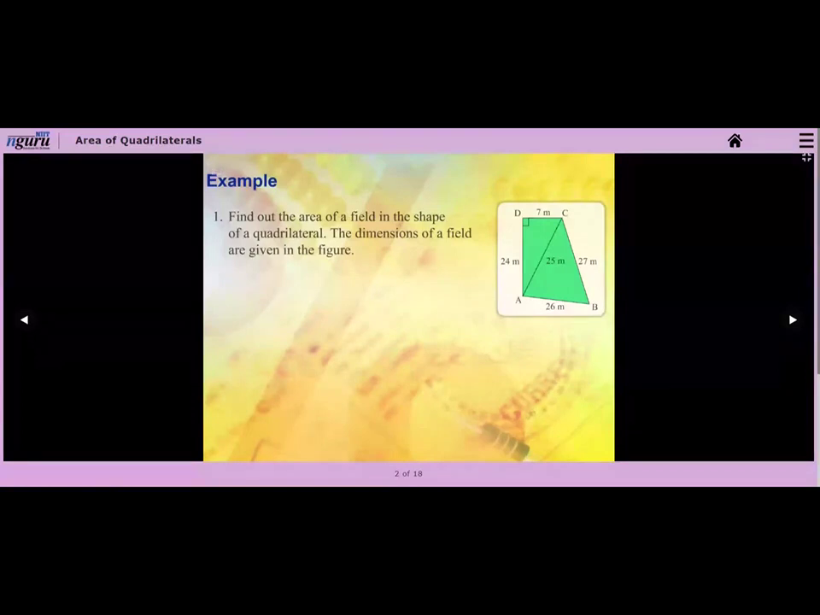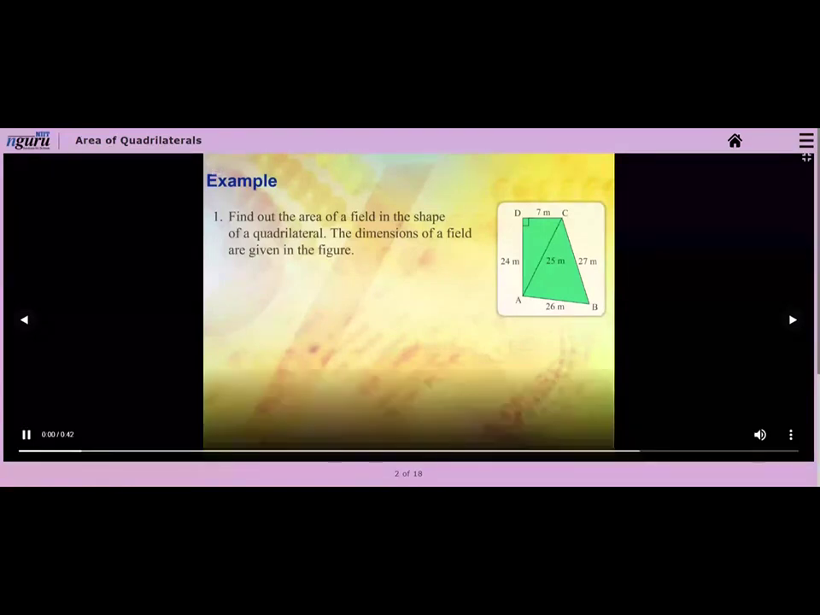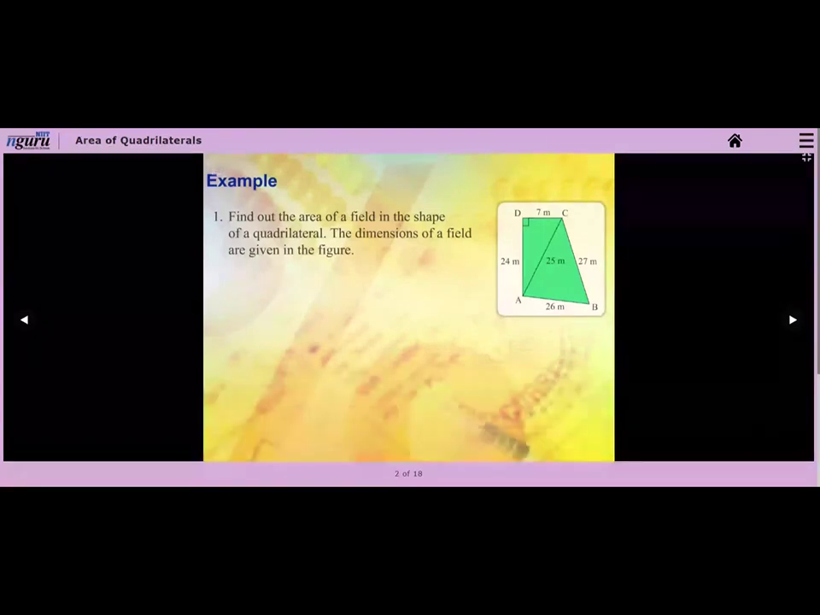Here, for a triangle ADC, you don't have to use the Heron's formula. Why? What is the reason? Ma'am, right angle triangle. Yes, one angle is 90 degrees. You can use half base into height, right? So for ADC, you can use half into 7 into 24. For ABC, you have to use the Heron's formula. Correct?